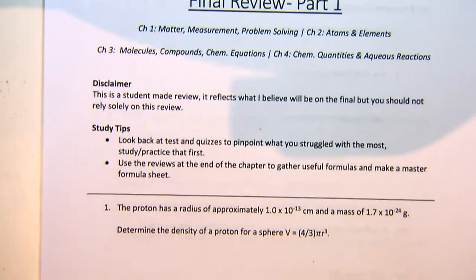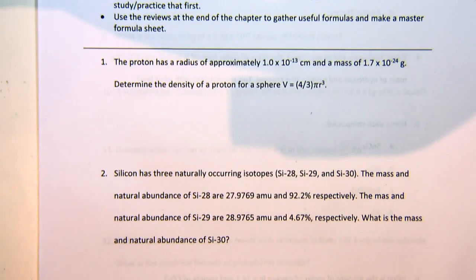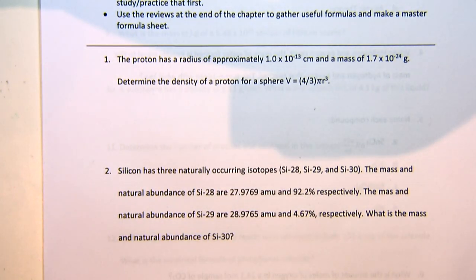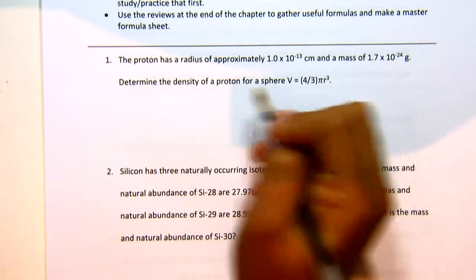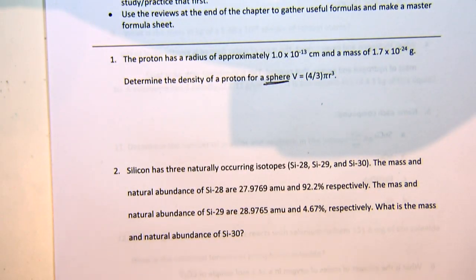So the first problem says, the proton has a radius of approximately 1 times 10 to the negative 13 centimeters and a mass of 1.7 times 10 to the negative 24 grams. Determine the density of a proton for a sphere with a volume of 4/3 pi radius cubed. So this is a simple density problem. It's just using a proton that has a shape of a sphere versus a given volume.